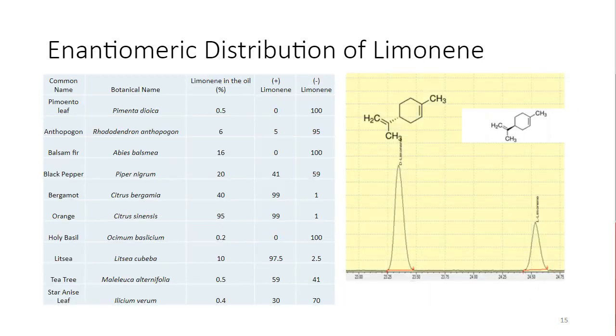Limonene is one of the common molecules in essential oil, and it can be added from cheaper oil to expensive oil. So when I run limonene in my chiral GCMS, first D-limonene comes and then L-limonene comes. You can see it in the chromatograph also.